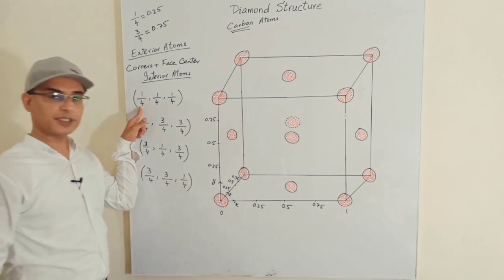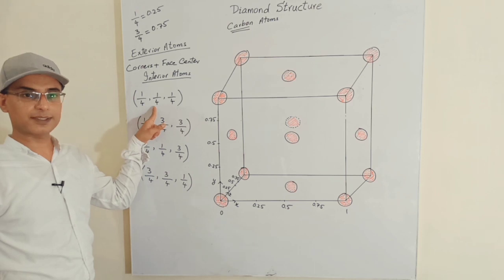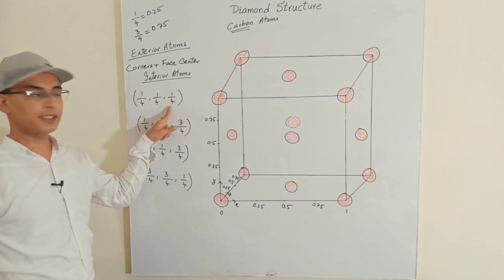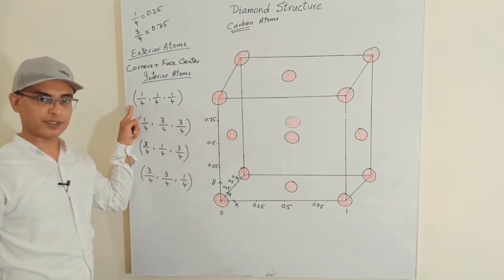Remember, first position is along the x-axis. The second is for the y-axis, and the third one for the z-axis. These basically give the magnitudes of the coordinates in this system. And let's go and locate the positions of the interior atoms.